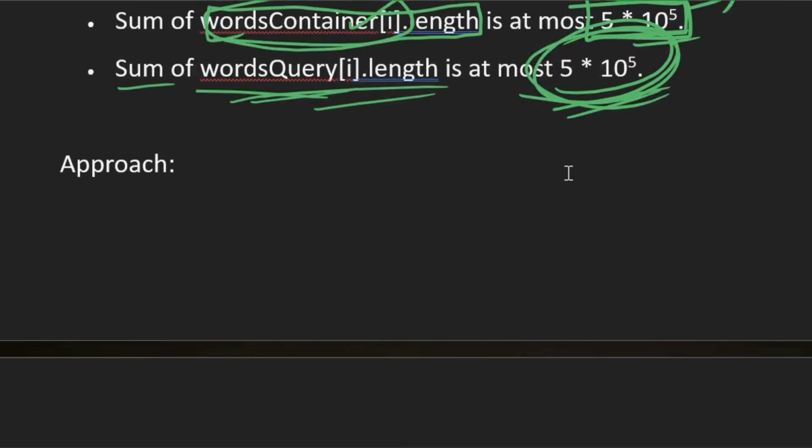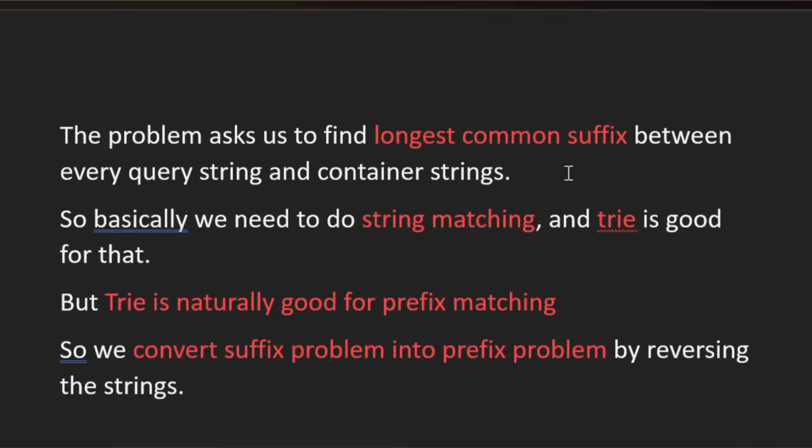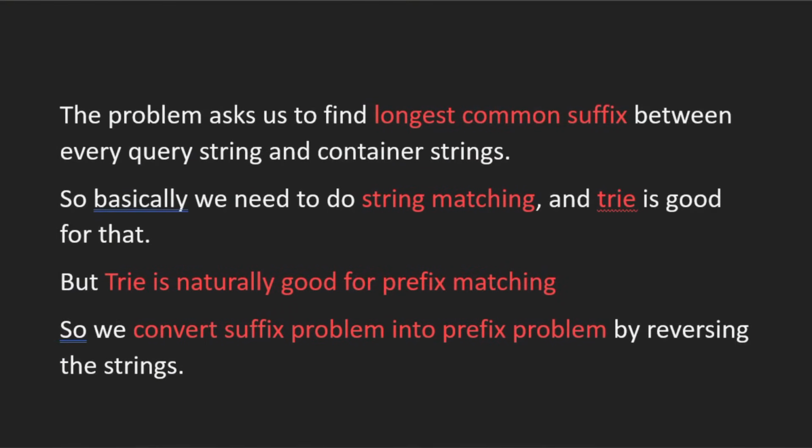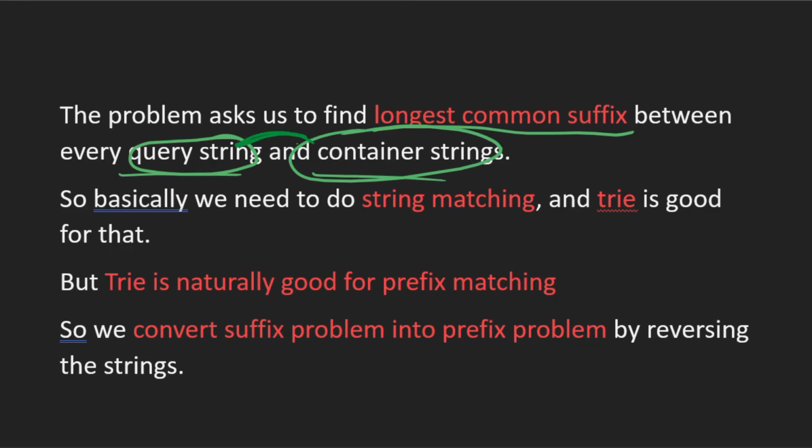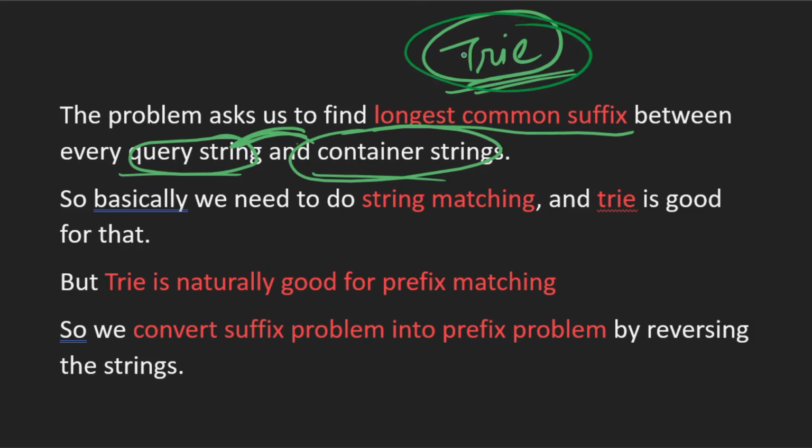So let's move to the approach part. Now, what is the problem asking us to do? The problem is asking us to find the longest common suffix between every query string and container string. So basically, we need to do string matching, right? And as we know, for string matching, the best thing we can do is use a trie data structure, right?